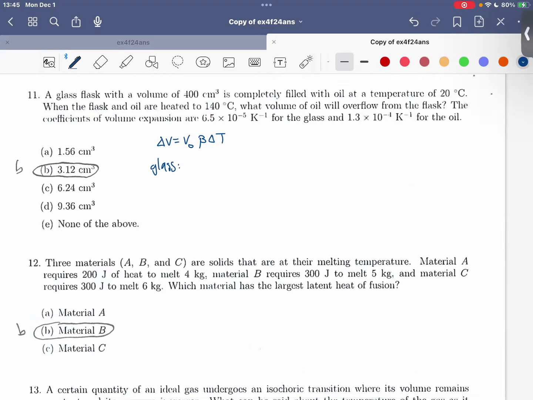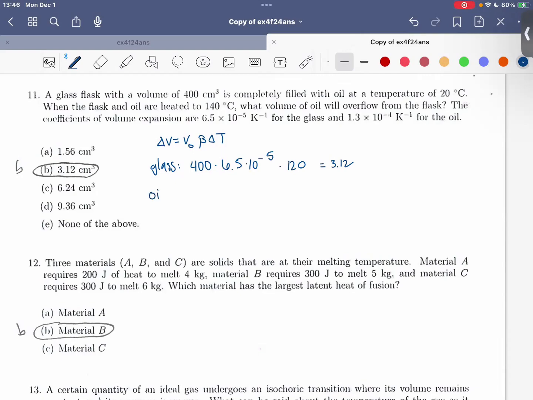Okay. And so let's see, V naught is equal to 400 times beta, which is our coefficient of volumetric expansion. So for the glass it is 6.5 times 10 to the negative 5th times delta T, which is 120. So when you multiply those together, you get 3.12.